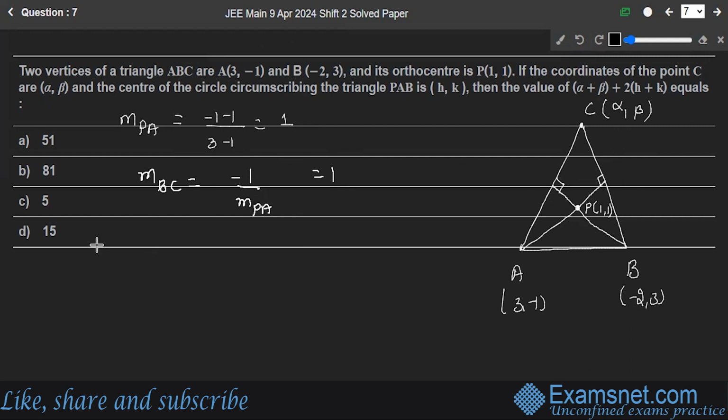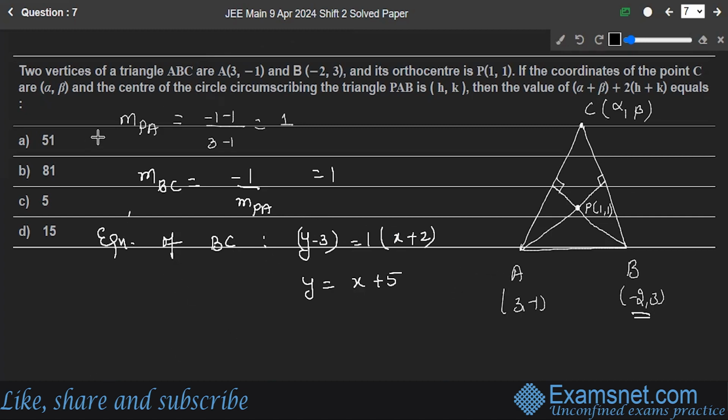Now, from there, the equation of BC can be framed. I'm taking this point 2 comma 3. So this will be given by y minus 3 is equal to 1 into x plus 2, or you have y is equal to x plus 5. This is the equation of BC.